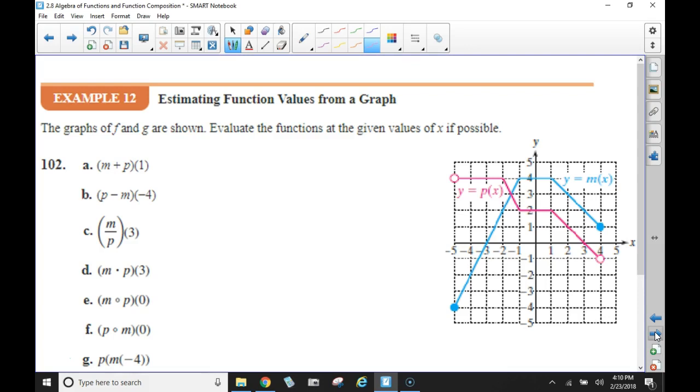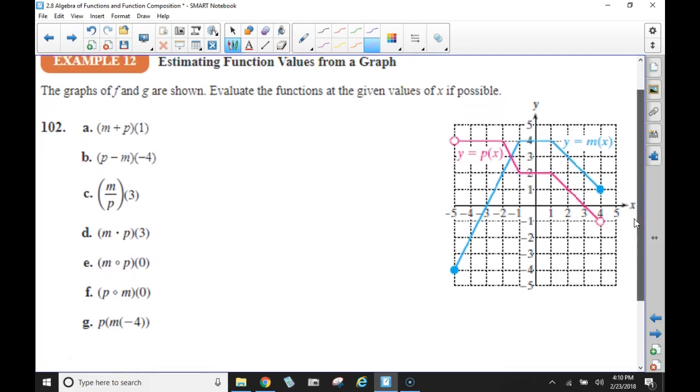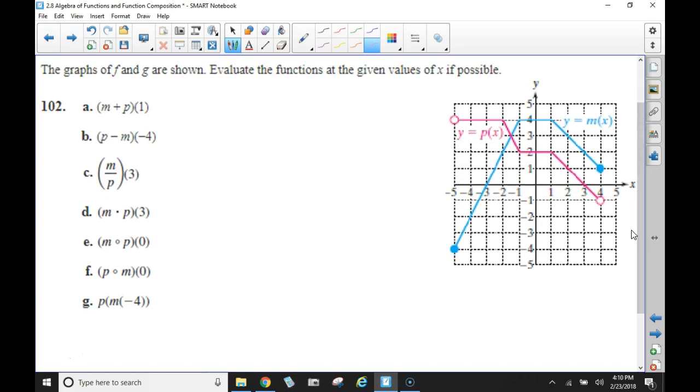Now next, it says the graphs of f and g are shown. Given the graphs of f and g, the pink and the blue one, we want to get each of these. M is the blue. First of all, on part A, M plus P of 1 means to find M evaluated at 1 and add that to P evaluated at 1.